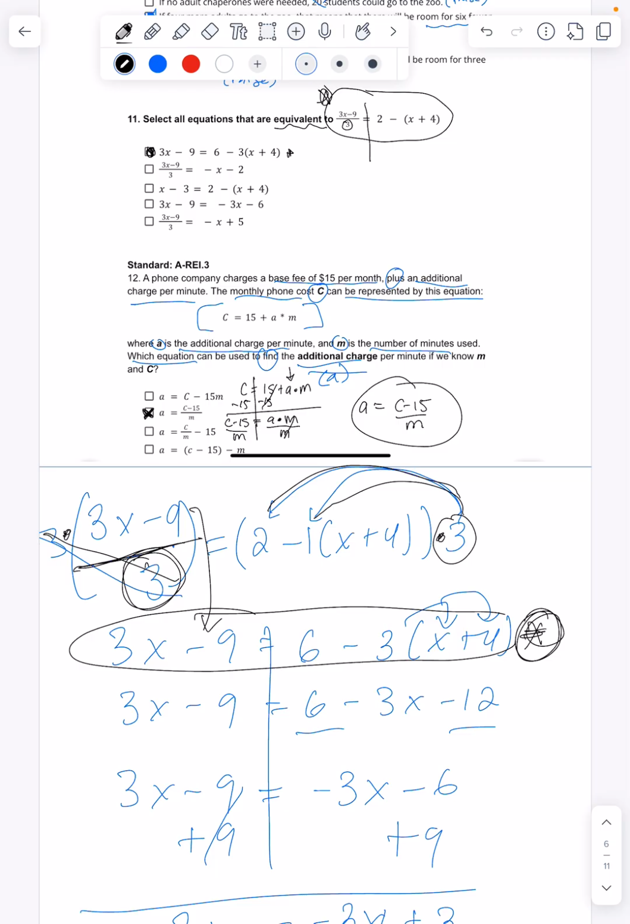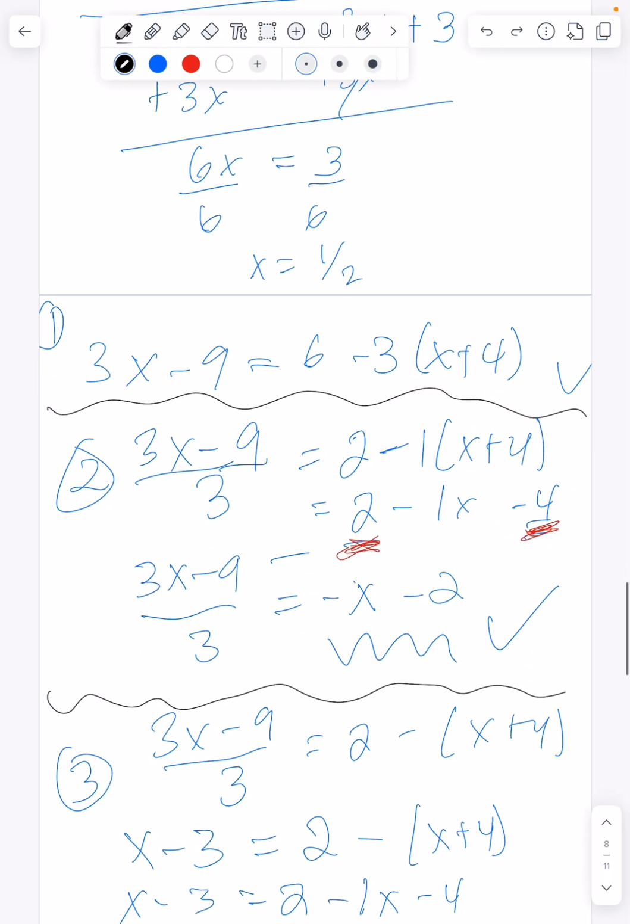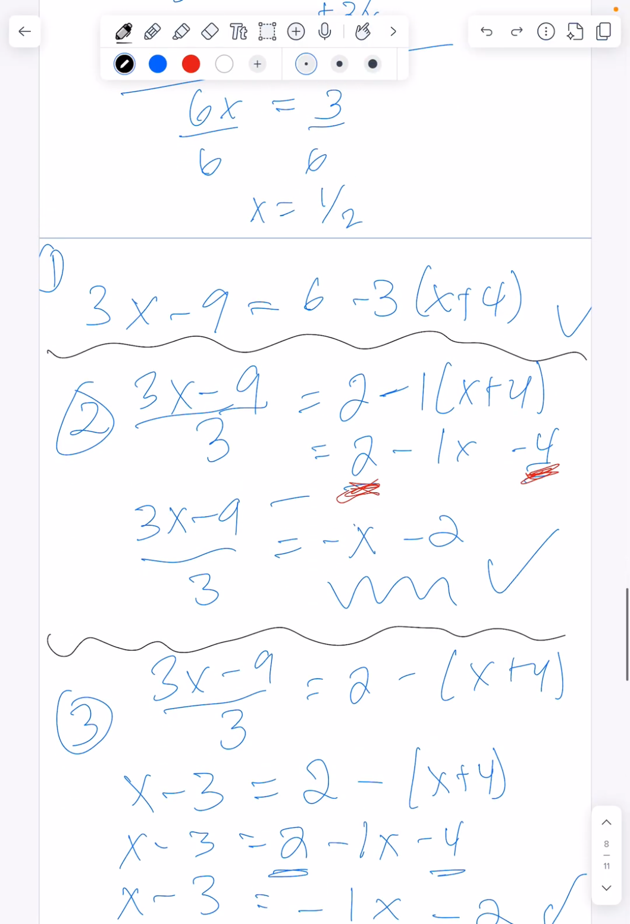The second one, where we have 3x minus 9 divided by 3. So in this case, they preserved this side. They didn't do anything to it for option 2. And then now have negative x minus 2. Well, I'm going to ask myself, how did they get from here to negative x minus 2? And in this case, what they did was that they simplified. And again, I have it down here. So for number 1, it was just that stage.